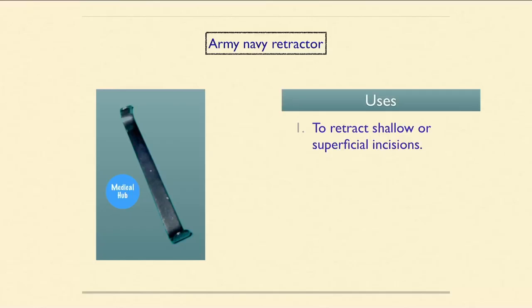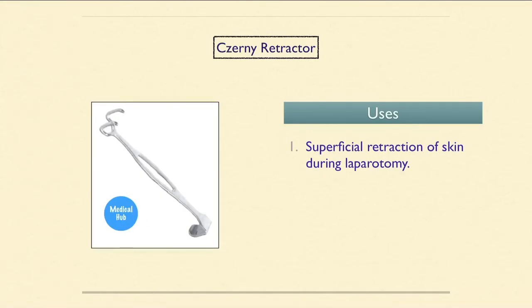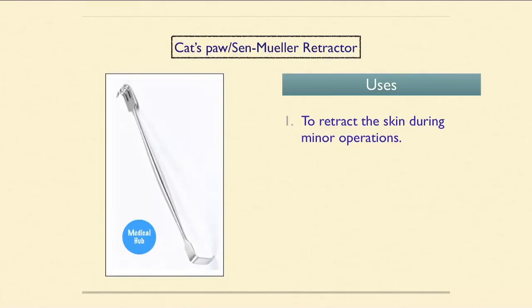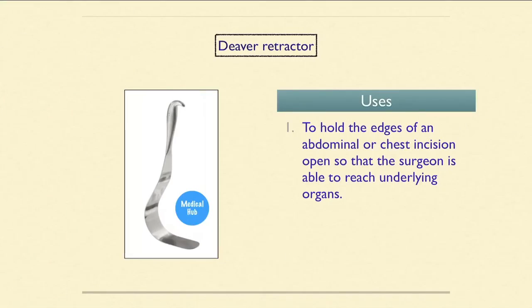Next is Army Navy retractor. It is used to retract shallow or superficial incisions. Next is Journey retractor. It is used for superficial retraction of skin during laparotomy. Catspaw or Senn-Mueller retractor is used to retract the skin during minor operations. Deaver retractor is used to hold the edges of an abdominal or chest incision open so that the surgeon is able to reach underlying organs.